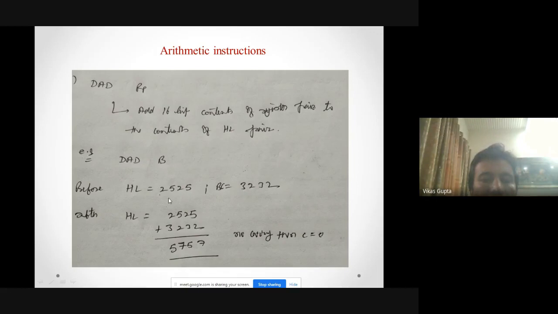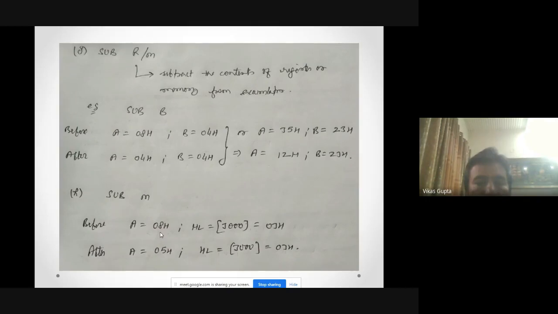मैंने आपको पहले ही बताया था, we need not write here BC. We just write here B. So we are considering that the content of the BC will be added with the content of the HL. So HL is 2525, BC is 3232. So ultimately we are left with the content 5757. And remember, this content gets stored into the HL pair again. DAD is also an important instruction.